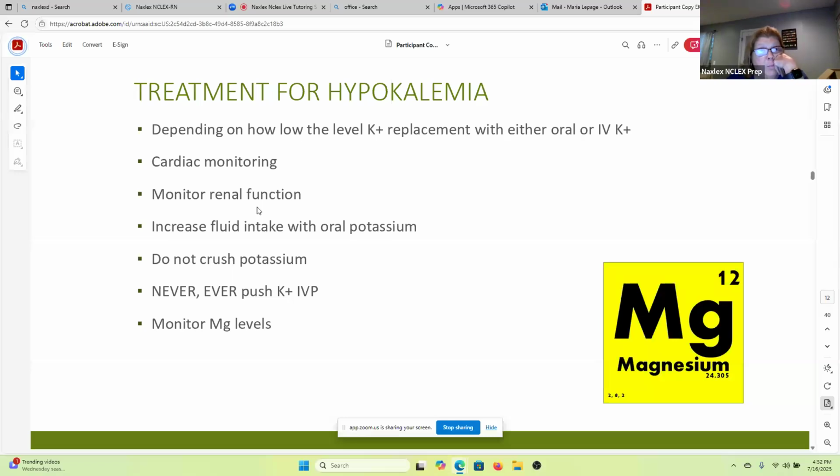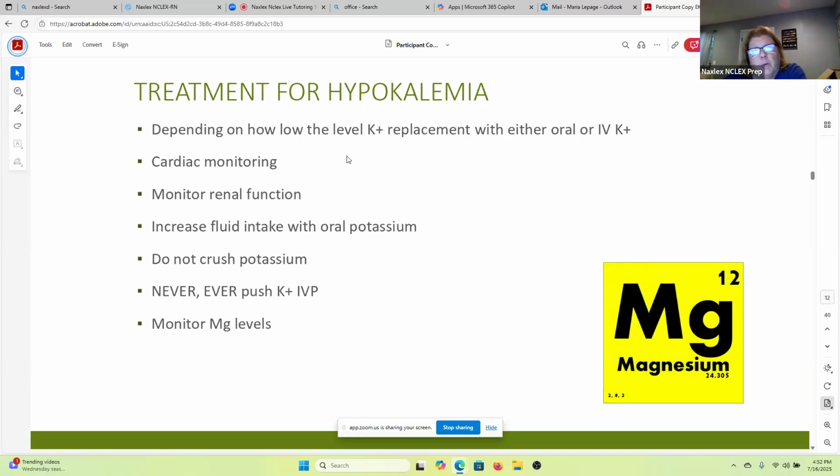So treatment for hypokalemia, it depends on how low the level of potassium is, how much of the replacement, whether we're going to do oral or IV potassium. Definitely want to cardiac monitor these patients to make sure they don't develop any lethal arrhythmias. Monitor their renal function, increase their fluid intake if we're giving them oral potassium.